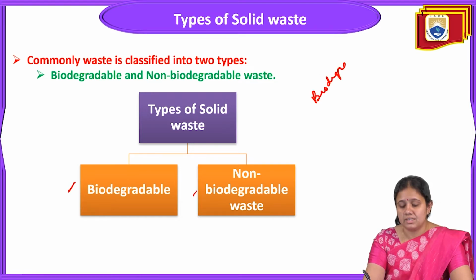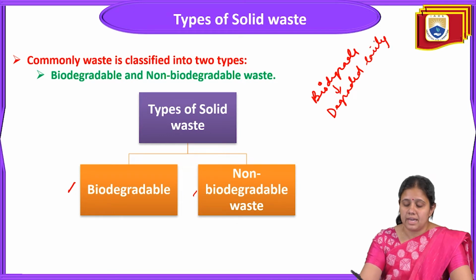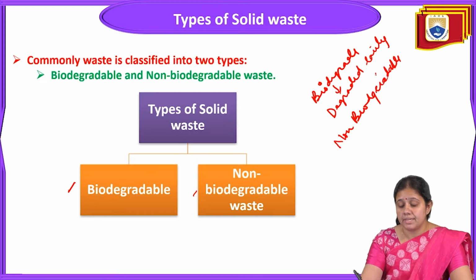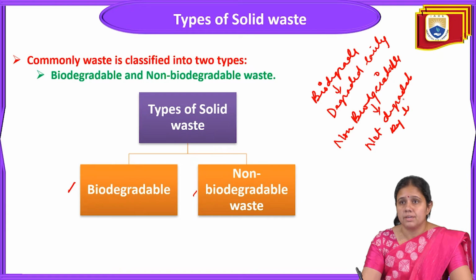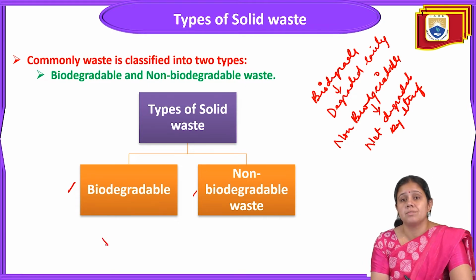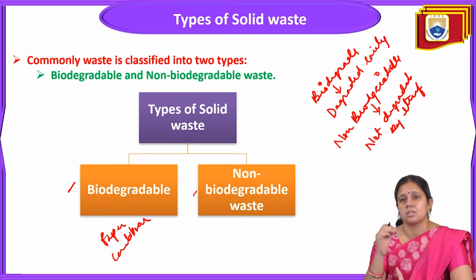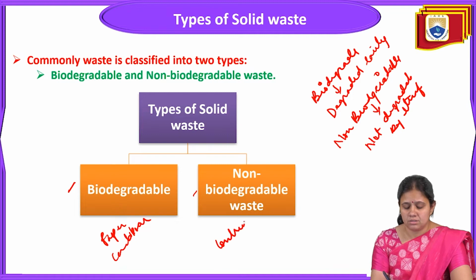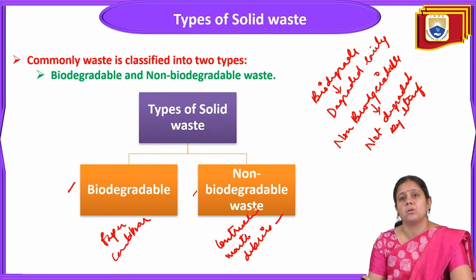Biodegradable waste is waste that can degrade easily, and non-biodegradable waste cannot be degraded by itself. Not degrading by itself is called non-biodegradable waste. An example of biodegradable waste is paper, cardboard. And examples of non-biodegradable waste are construction waste, demolition waste, debris. All these come under the category of non-biodegradable waste.